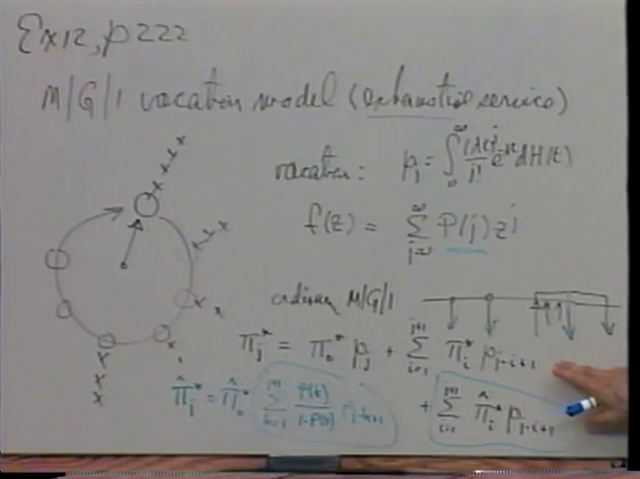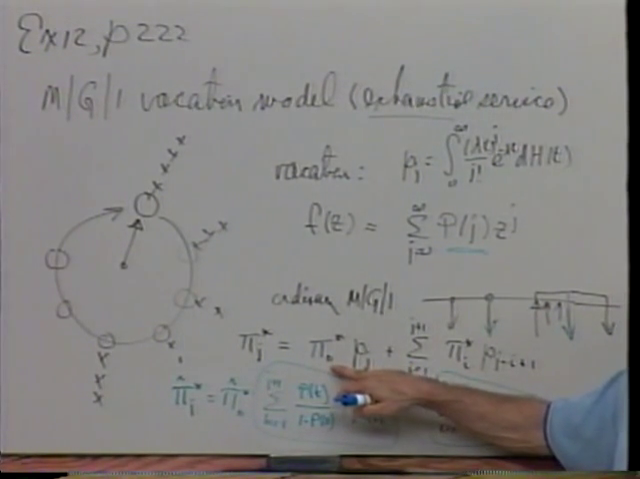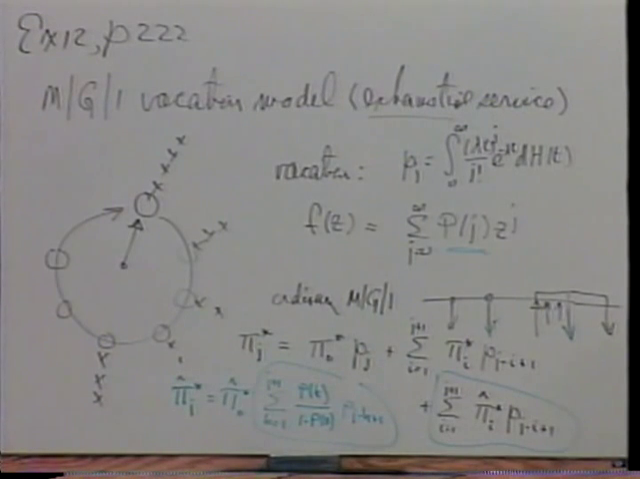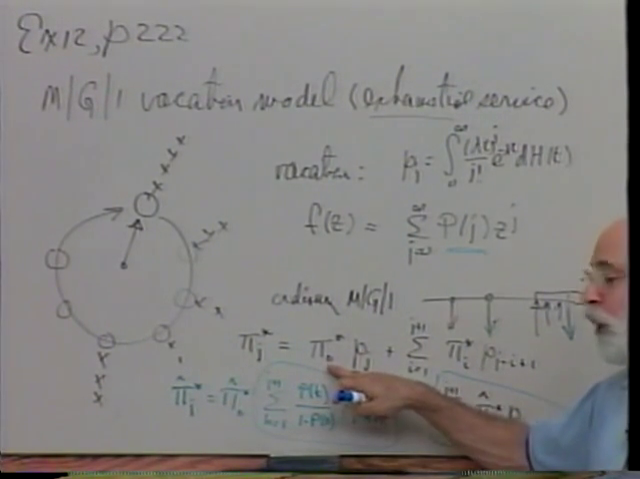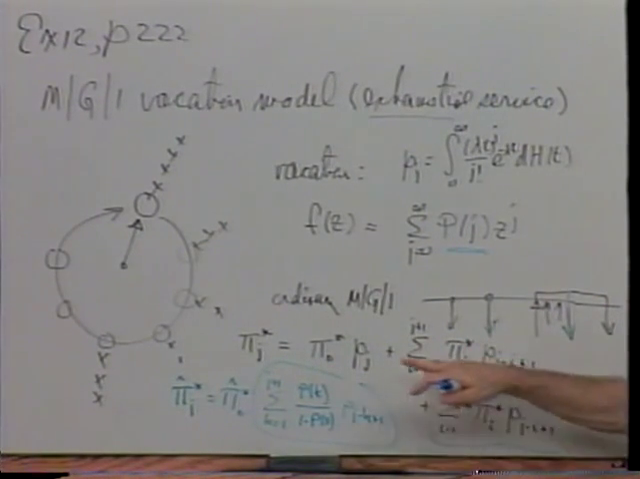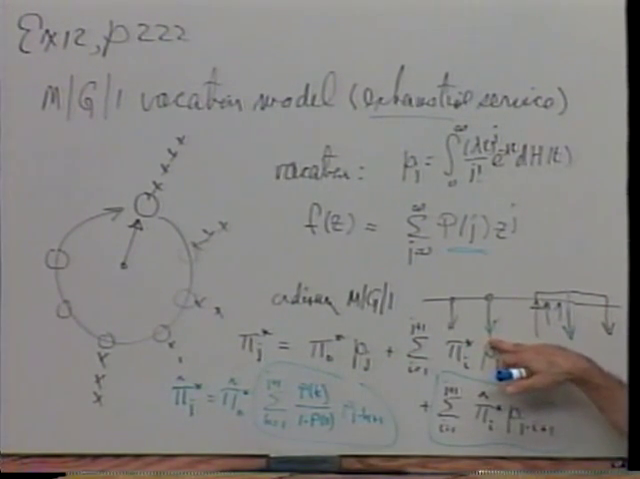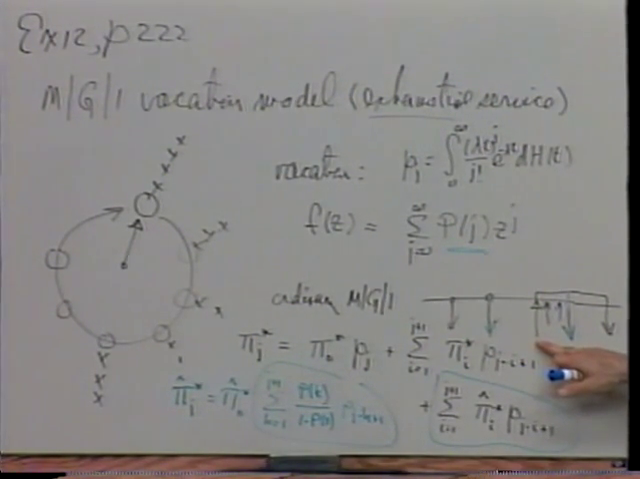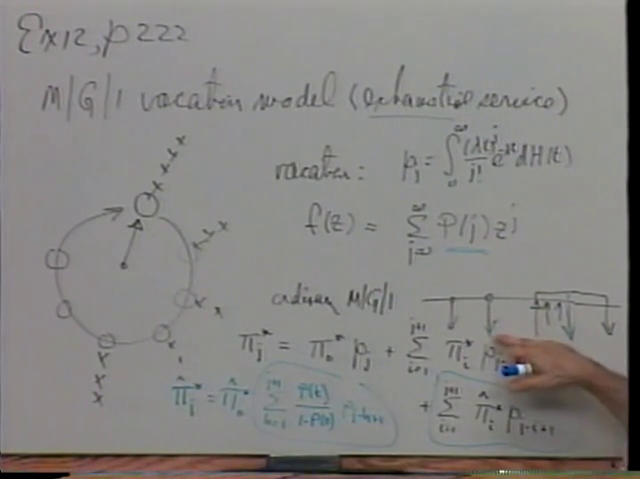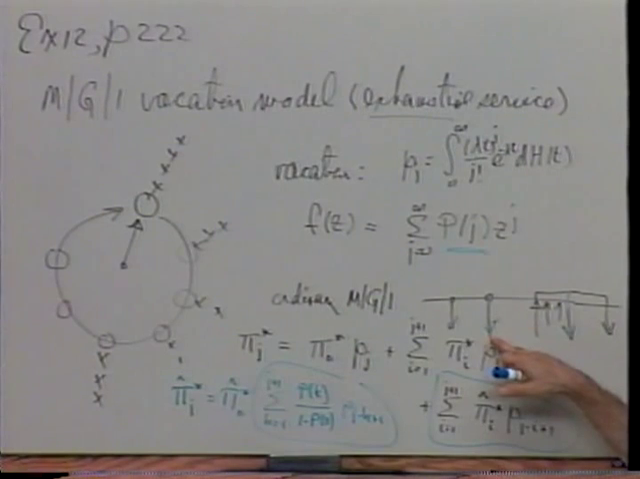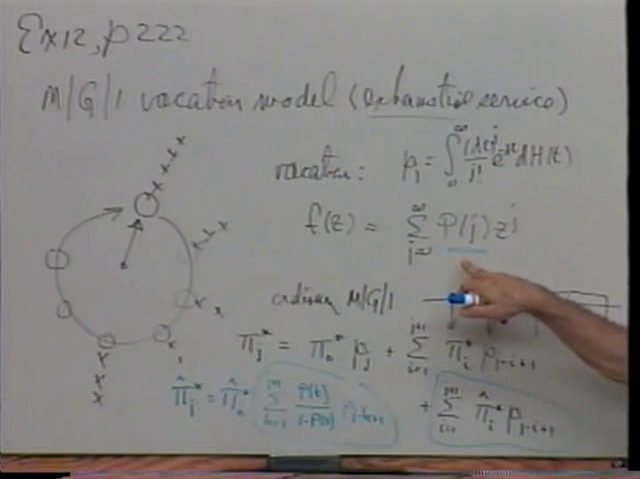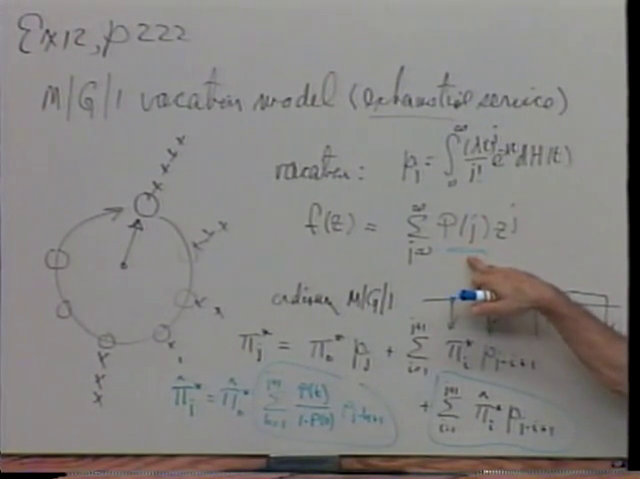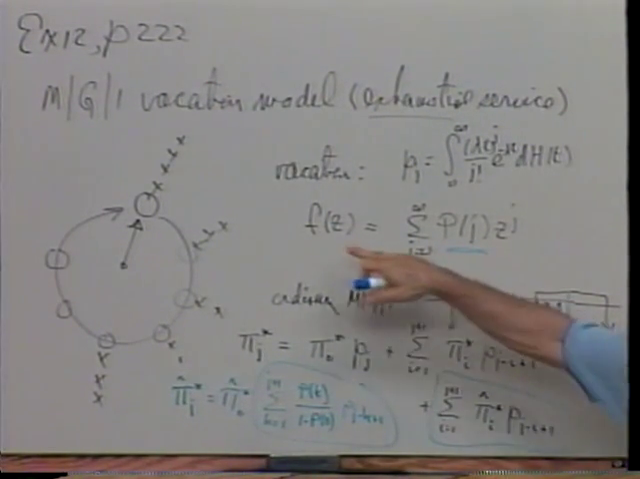In the zero case, in the ordinary model, if the departure leaves behind 0, then we know that the server is going to begin to work immediately with the next arrival. But in the vacation model, if the last customer leaves behind 0, we don't know how many customers are going to be waiting when the server starts to work. But we know that the probability that there will be exactly J at the station at the end of the vacation is given by these probabilities with this generating function.